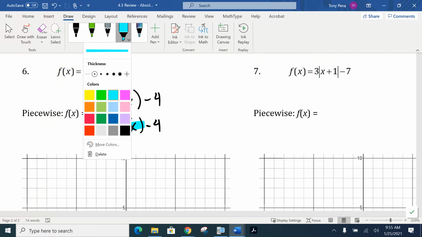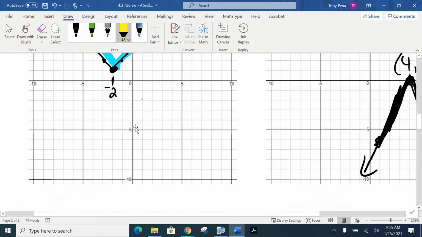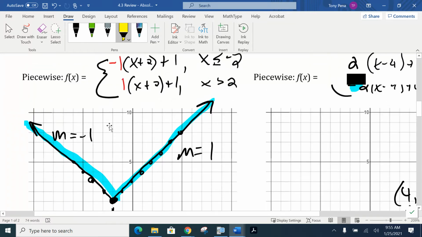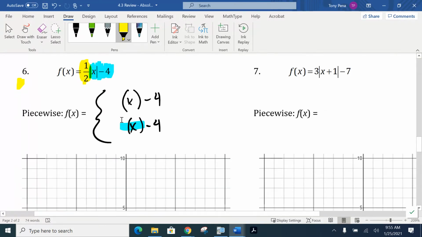Then you would want to ask yourself, does this open up or down? Since it's positive, it's going to go upwards. So here's a V that opens upwards. When we do our piecewise function, we want the negative slope to be first, the positive slope to be second. So since our slope is 1/2, this has to be a negative 1/2. This should be a positive 1/2.